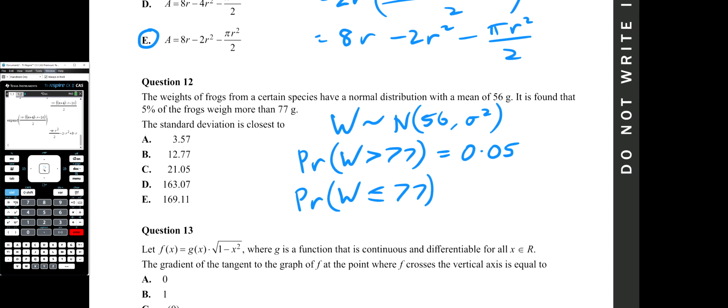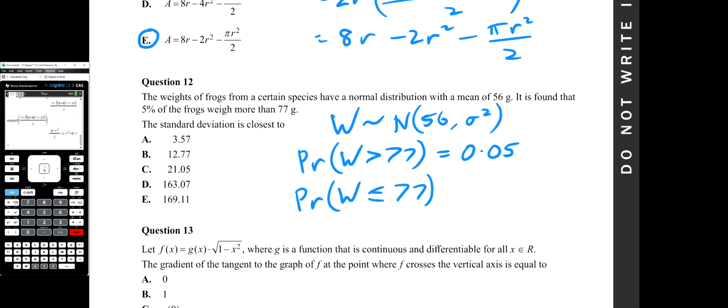So f of x is g of x times root 1 minus x squared, and we want the gradient of the tangent to the graph of f at the point where f crosses the vertical axis. So all those terms simply mean f dash of 0.